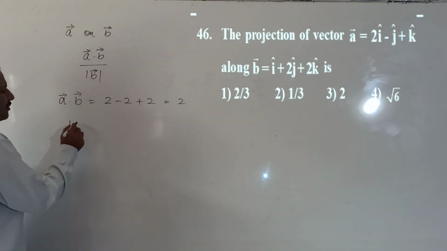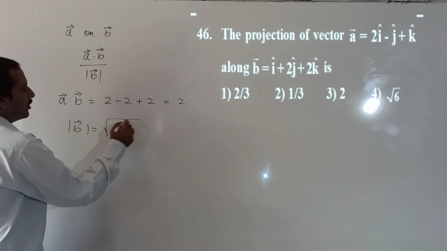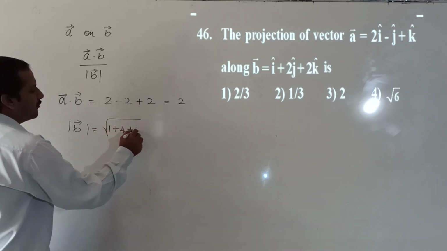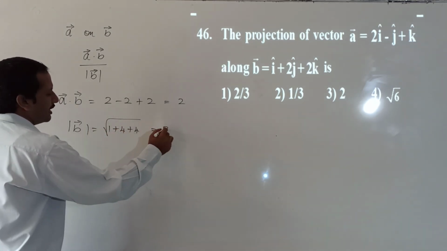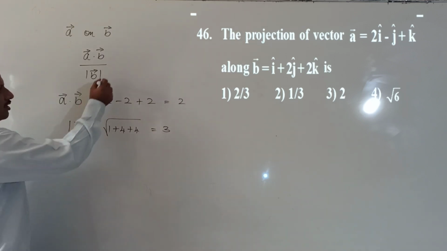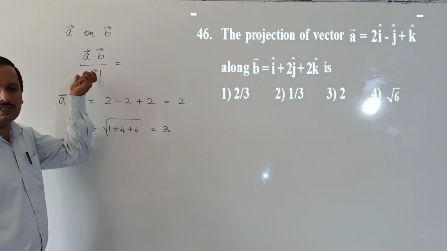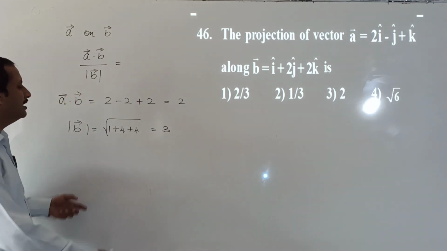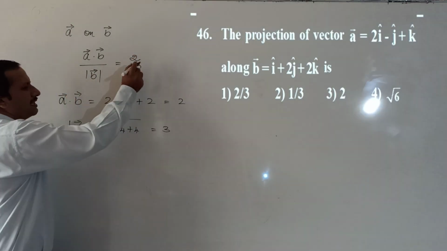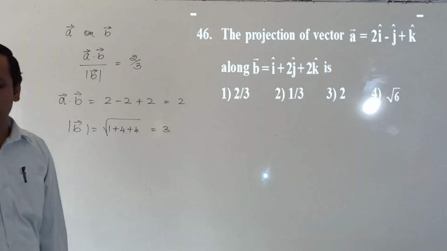2 minus 2 plus 2, which is equal to 2. Then what is the magnitude of B? That's equal to root of 1 plus 4 plus 4, which is root 9, that is 3. So the projection of A bar on B bar, which is A dot B divided by the magnitude of B, is equal to 2 by 3, which is the first option.